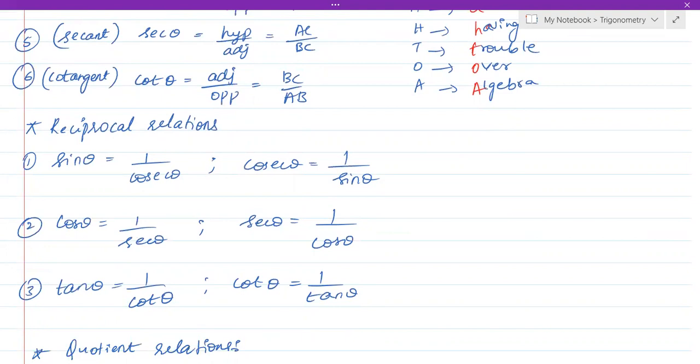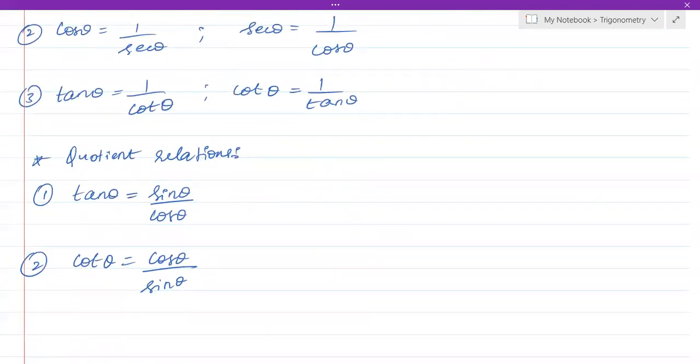Okay. So sine theta is what? 1 over cosecant theta. How do we say it? We say sine theta is the reciprocal of cosecant theta, or cosecant theta is the reciprocal of sine theta. But while writing, we write sine theta is equal to 1 by cosecant theta. And another important relation is the quotient relation, where tan theta can also be written as sine theta by cos theta. Cot theta can also be written as cos theta by sine theta. A very, very important relation.